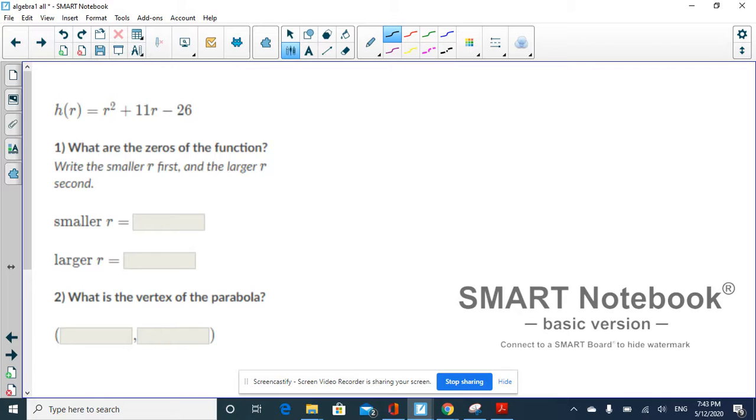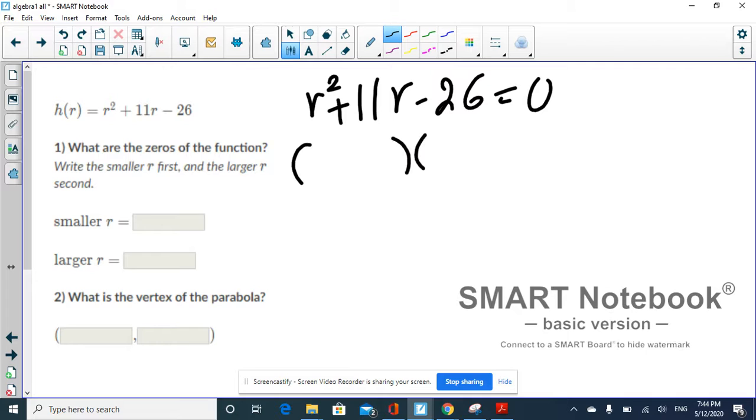Let's complete solving this one. What are the zeros of the function? Means solve this function. Find the values of r that make this function equal to 0, or find the x-intercept. Okay, let's take this function r squared plus 11r minus 26 and factor it. Okay, solve it. That means first we have to factor it.